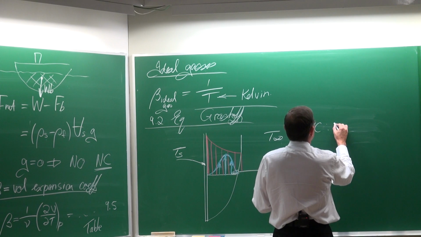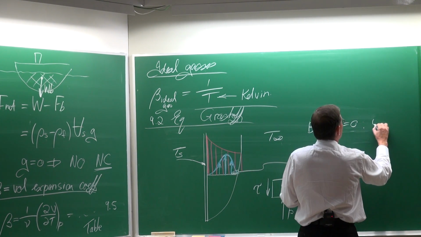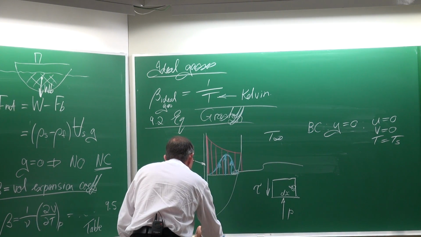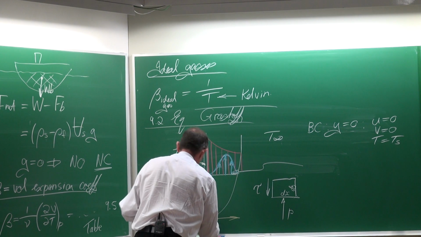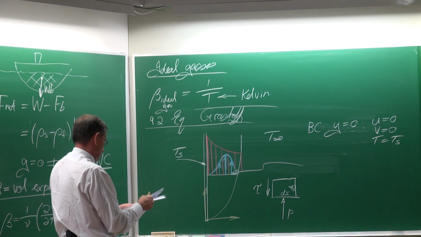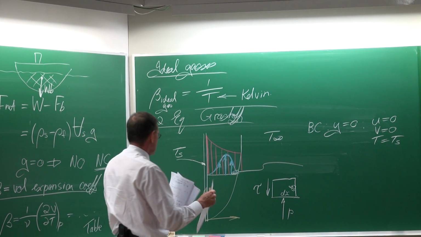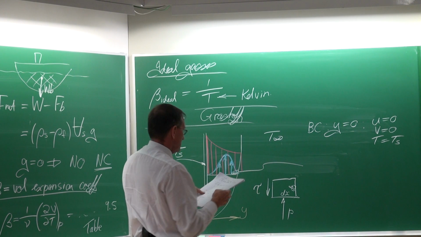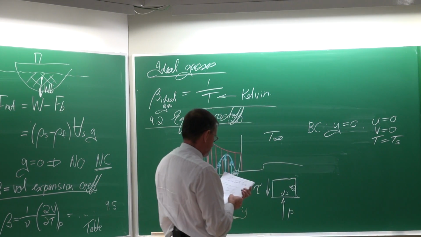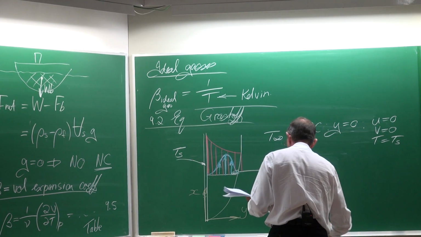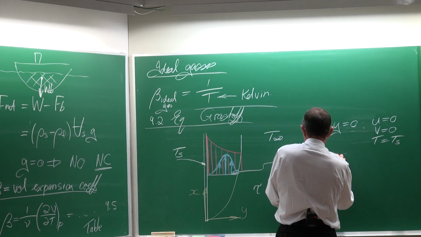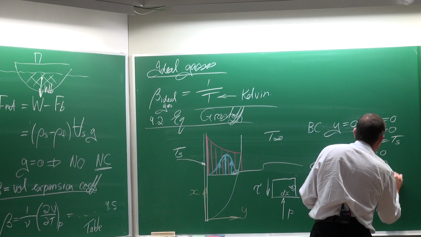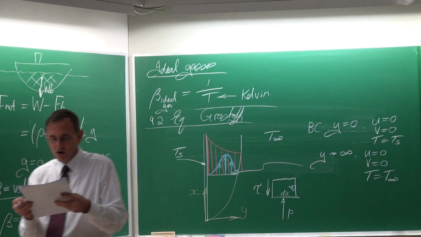And the boundary conditions, which are different now: if y is equal to 0, then u is equal to 0, the velocity is equal to 0, and the temperature is equal to Ts. Now the x is in that direction and the y is there. That was the notation that was used. And then when y is far away, then the velocity is equal to 0, and the temperature is equal to T infinite, that of the environment.